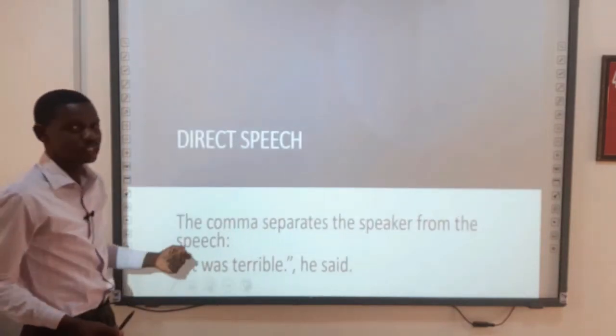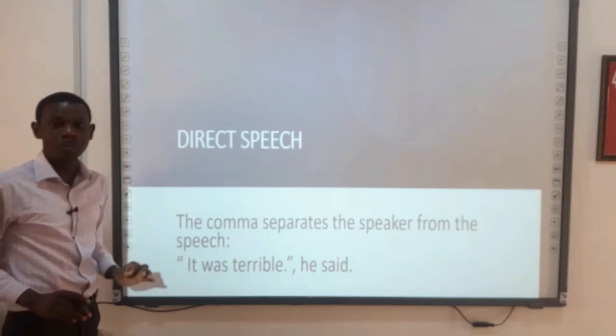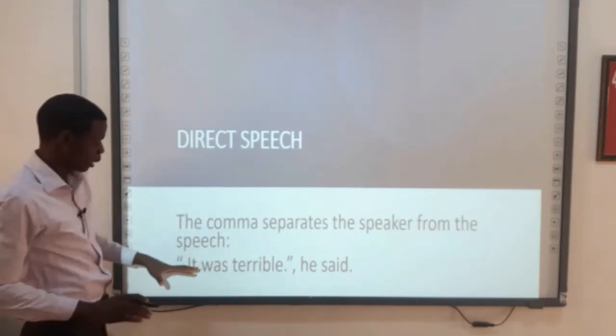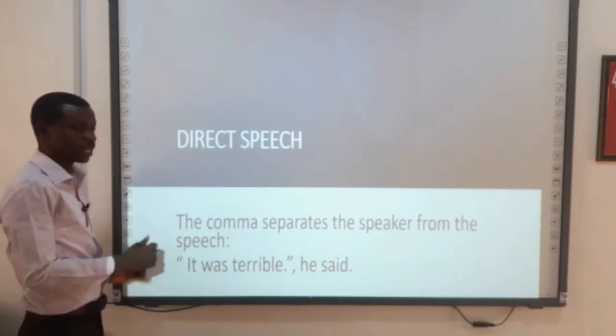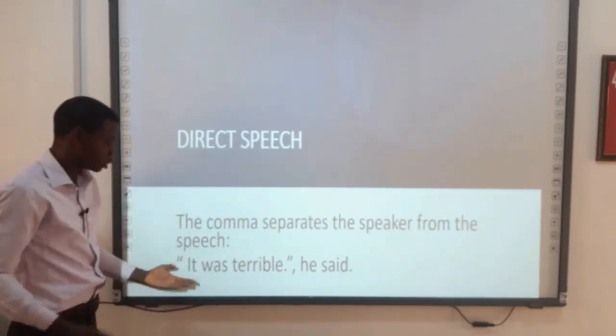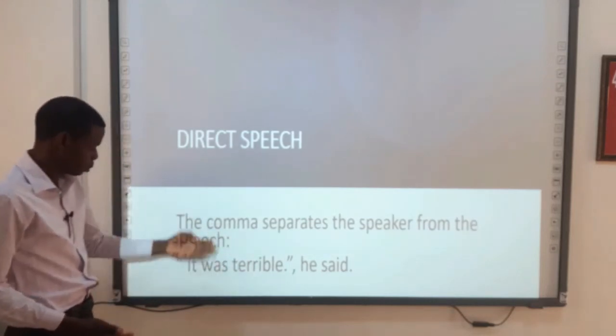Now, direct speech. This is very beautiful. In direct speech, we use the comma to separate the speech from the speaker. Like what we have here now. It was terrible, he said. Or he said, comma, then you quote it, it was terrible. So the comma separates the speaker from the speech.